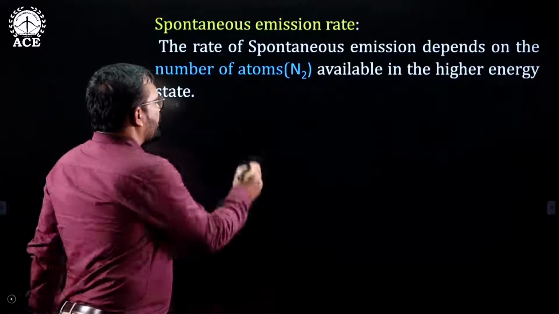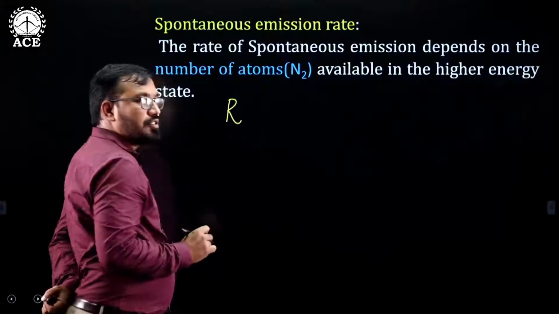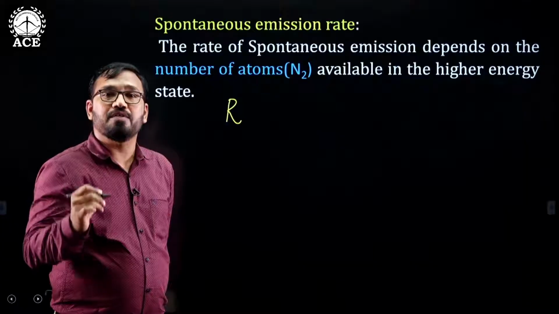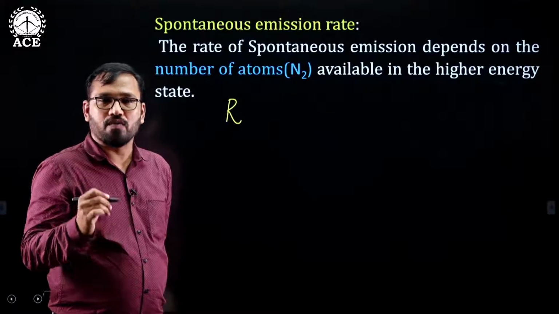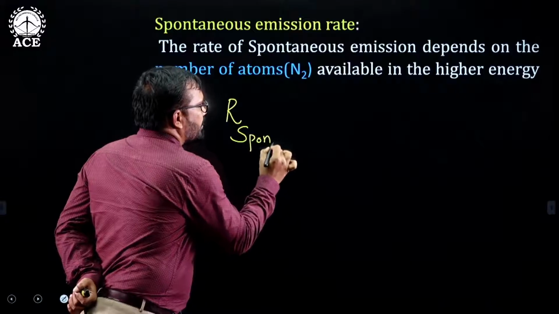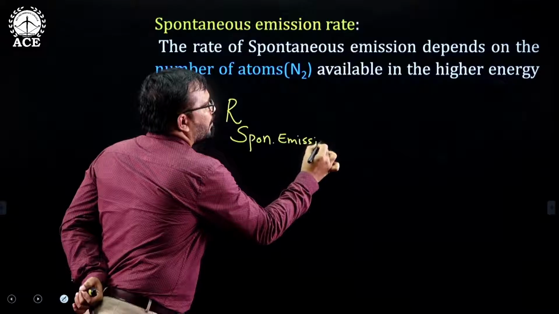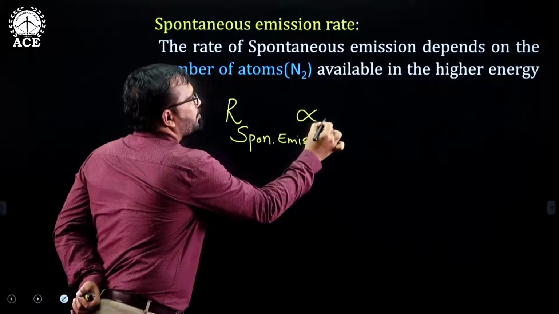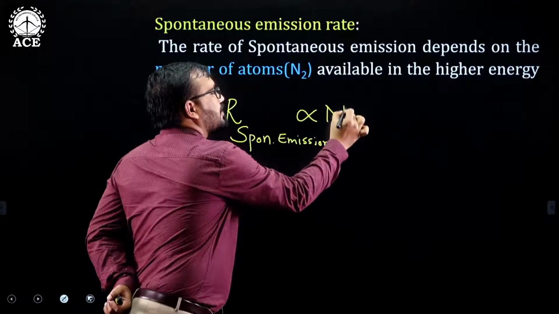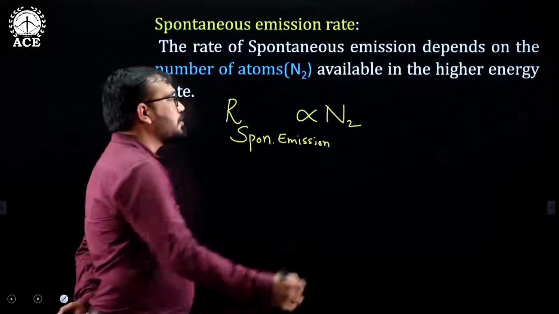So next, what am I writing here? R. What is R here? Transition rate. Which kind of transition? Spontaneous emission rate. Okay, now the downward transition, that is spontaneous emission. The spontaneous emission rate is directly proportional to what? The number of atoms present in the excited level. How many atoms are present in the excited level? N2.